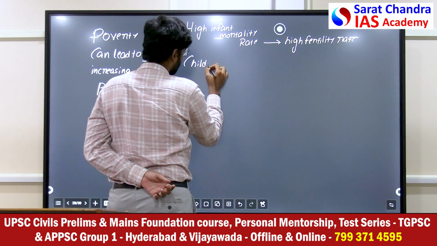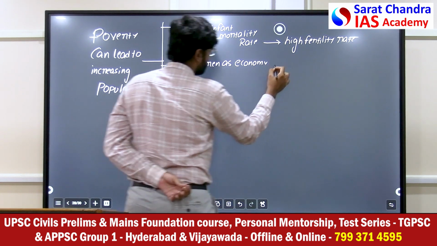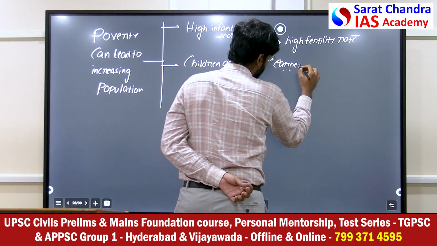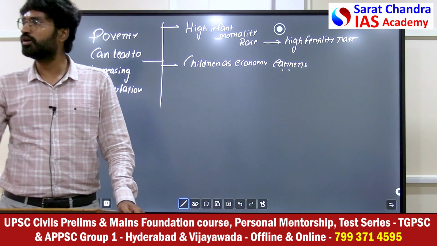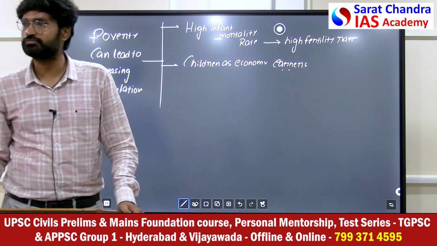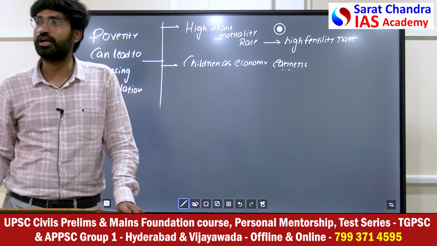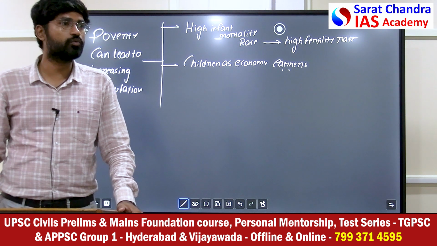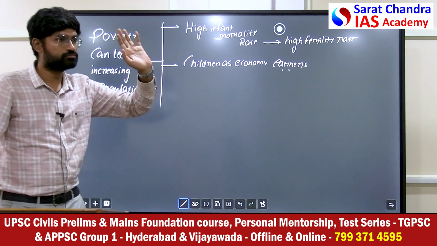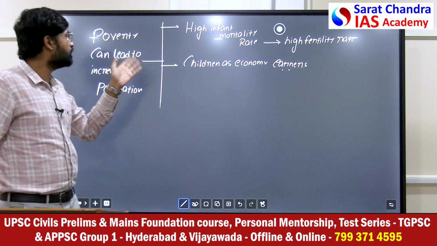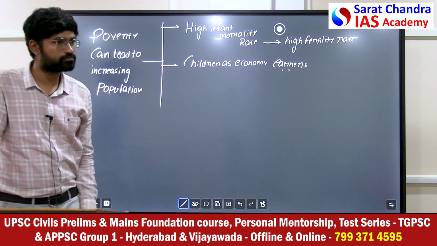Now, second, children as economy earners. Actually, I have told you, the more children I have, I can send them to work so that my family will get the income. So that's how children are breadwinners for the family. See, today there was an article, I'll discuss that article regarding child labor, because today, June 12th, is World Day Against Child Labor. So I can send more children to work. So that's why poverty can lead to increasing population. Because they are in poverty, with more population, we can send them to work.